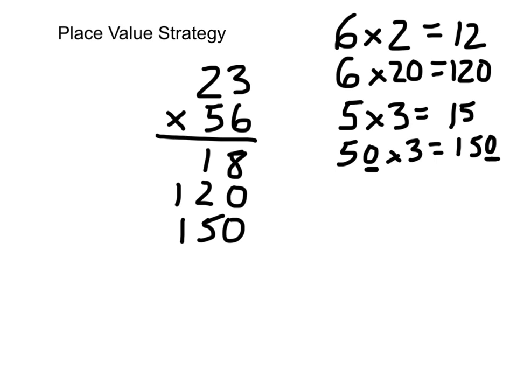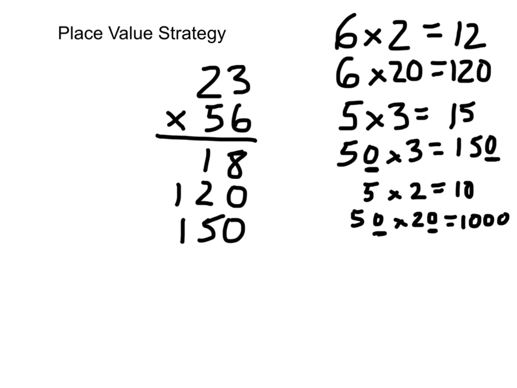And then finally I'm on to my 50 times my 20. Again, I can think of 5 times 2, which is 10, and then just change it to 50 times 20. Again, I've got 2 extra zeros, so really I'm just adding 2 extra zeros onto that original answer. So that gets me to 1,000.